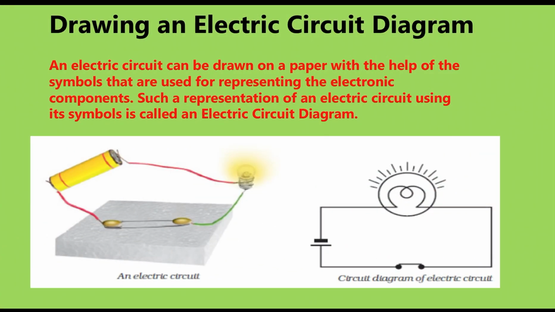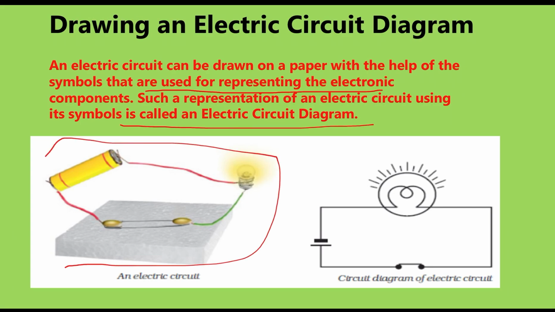Next is drawing of an electric circuit diagram. It can be drawn on paper with the help of symbols that are used for representing the electronic components. The representation of an electric circuit using symbols is known as an electric circuit diagram. So these are the different components which we have to represent in symbol way.